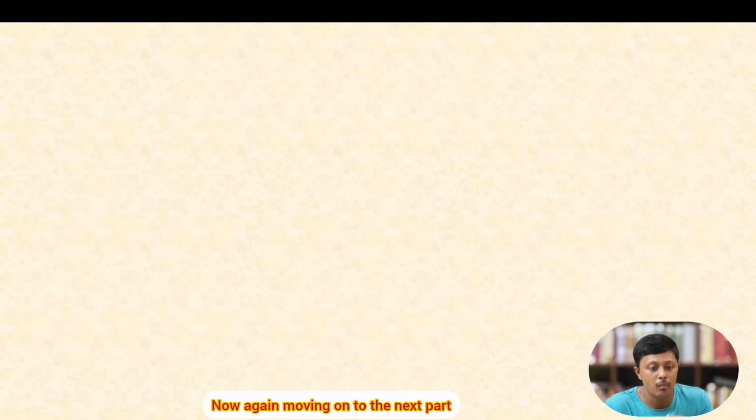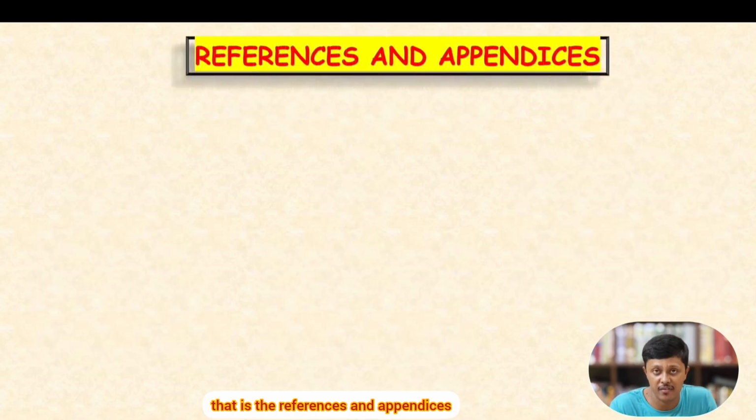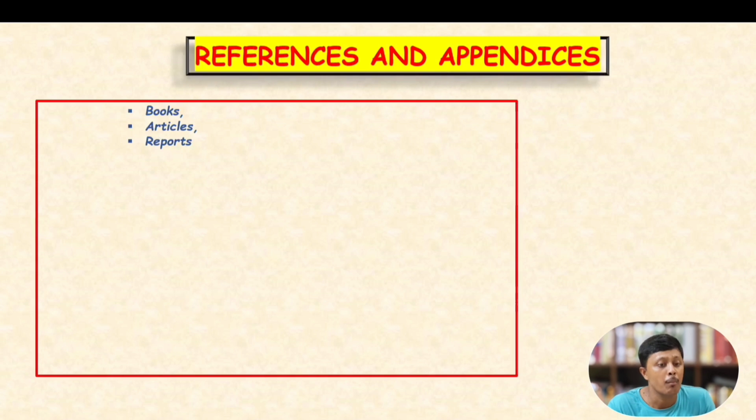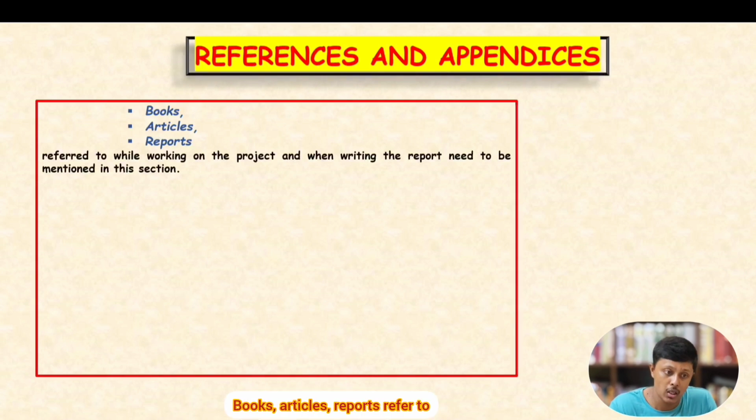Now, moving on to the next part, that is the references and appendices. Books, articles, reports referred to while working on the project and when writing the report need to be mentioned in this section. So again, books, articles, reports you can mention in this part of writing a project report, the references and appendices.